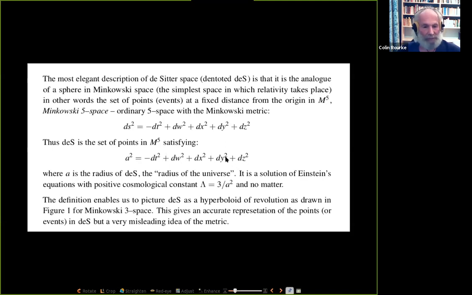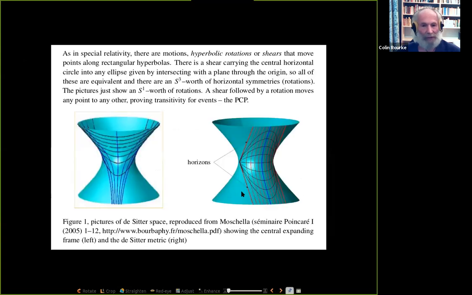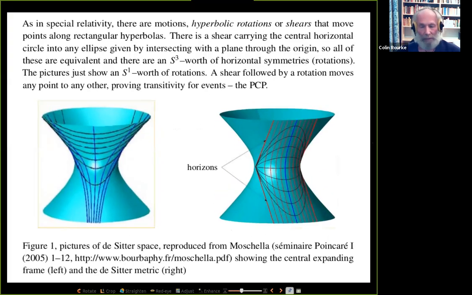de Sitter space. So a is the radius of de Sitter space. You can think of it as the radius of the universe. This space is a solution of Einstein's vacuum equations with a positive cosmological constant, lambda equals 3 over a squared. And just by looking at it, you can picture it as a hyperboloid. There are some lovely pictures I picked up from a paper by Moschella in the Séminaire Poincaré. I've got the reference down the bottom there.